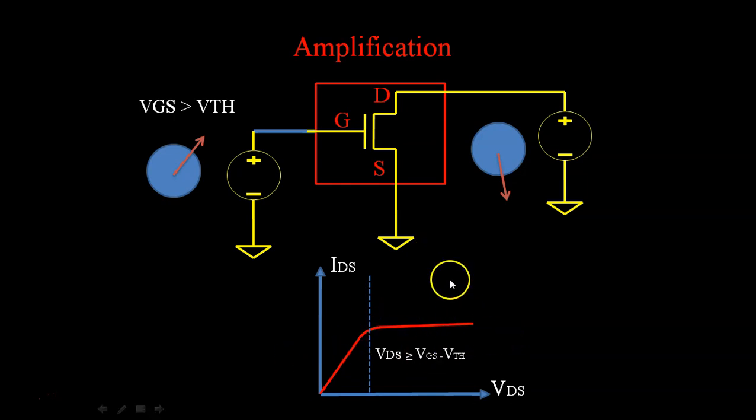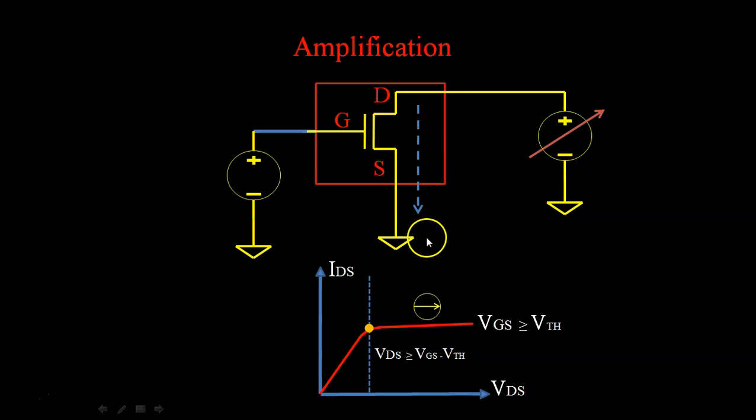So it means that if you apply a drain to source voltage greater than VGS minus VT, there is actually a constant current flowing from drain to source, and the drain to source current acts like a current source because it is independent of VDS. So what actually happened here? The current flowing between drain and source does not depend on the drain to source voltage, but only depends on VGS.